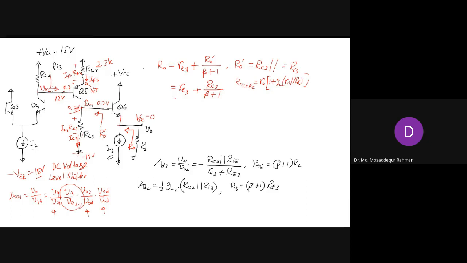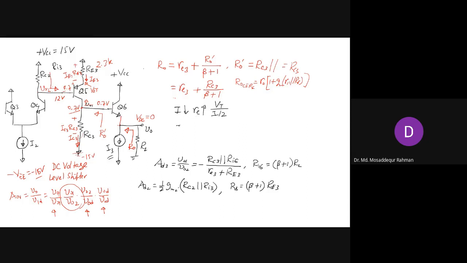We have mentioned in our discussion that we take a low value for this bias current to have high input resistance. If you take a low bias current, that will give you a high value for RE, because RE is VT divided by half of this, right? So low current will give you a high value for RE, and that will give you a high value for the input resistance.